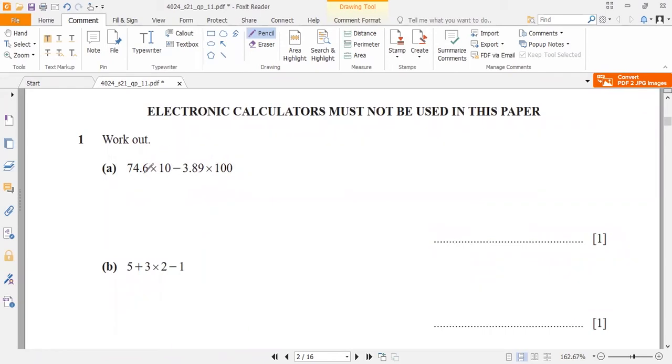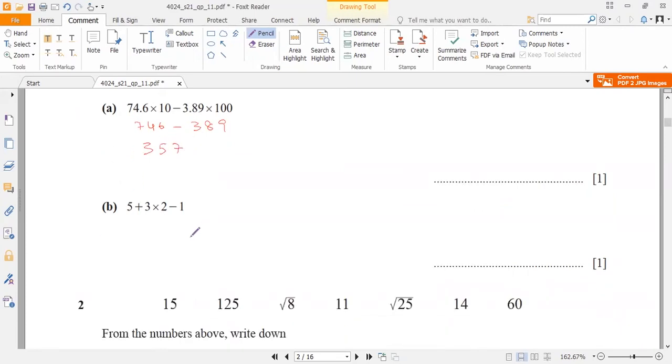So 74 multiplied by 10 will be equal to 746, minus 3.89 multiplied by 100, which will be equal to 389. Now 746 minus 389 will be equal to 357. Now in part B, we need to solve this according to the BODMAS rule.